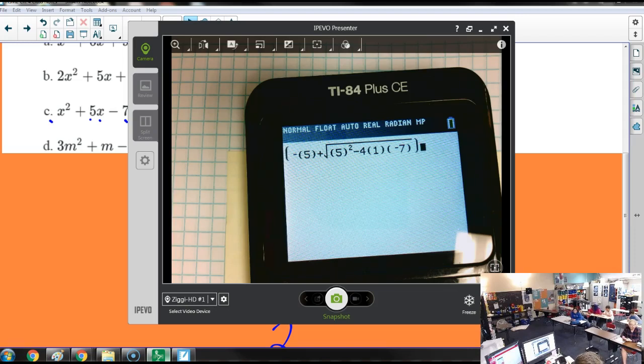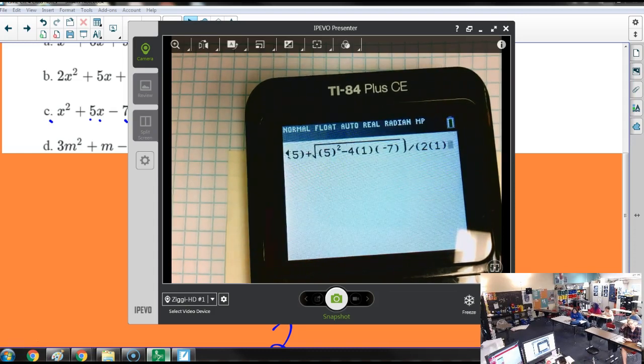And then what do we have to do? Then over 2a. Divide by, put your denominator in parentheses, 2, just to be safe. 2 times the a value, which here is 1, which is really lame, but I'm going to do it anyways.